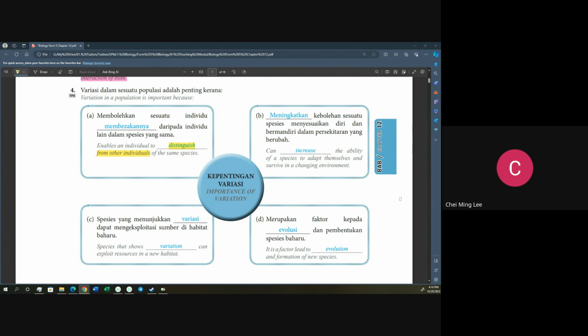And it can increase the adaptation ability to survive in the environment. So it increases the ability of a species to adapt themselves to survive in a changing environment. For species that show variation, it can exploit the resources in a new habitat, and is a factor that leads to evolution and the formation of new species.